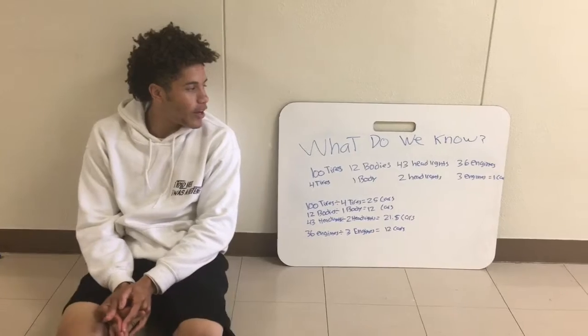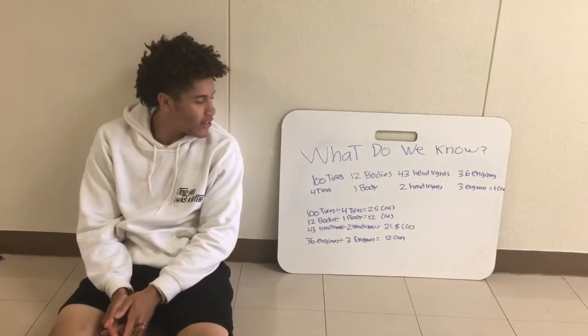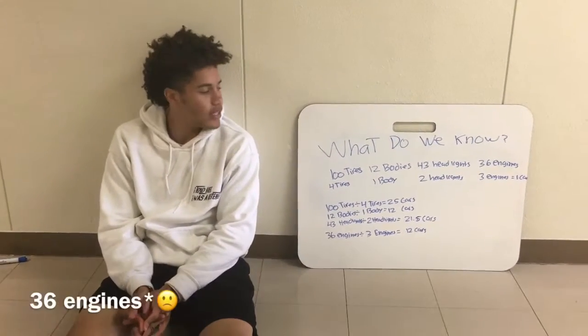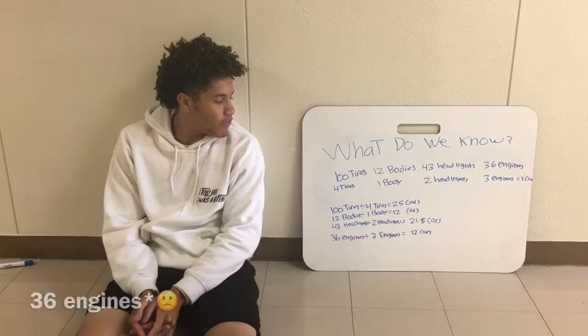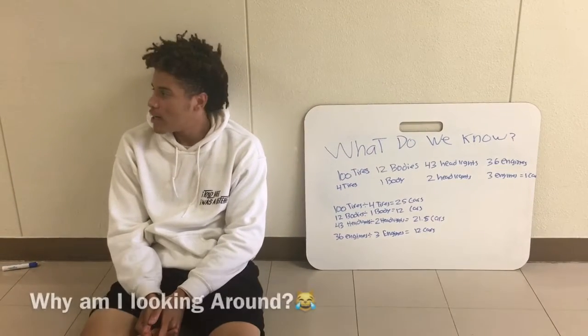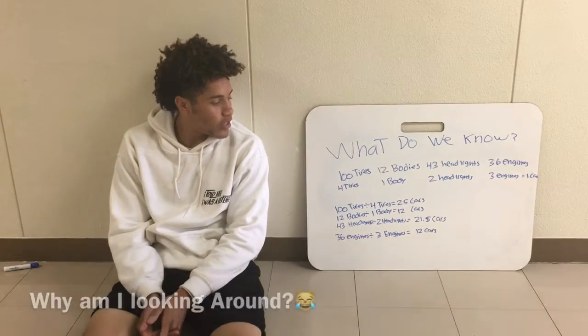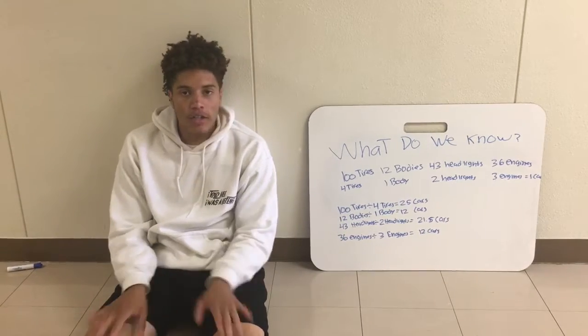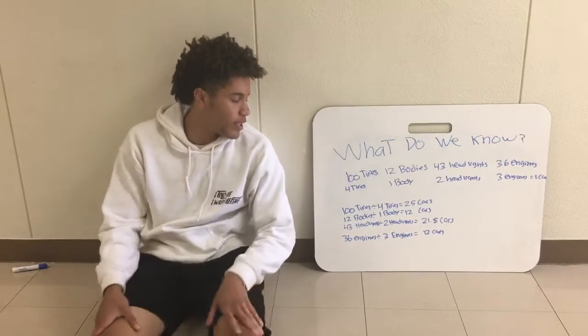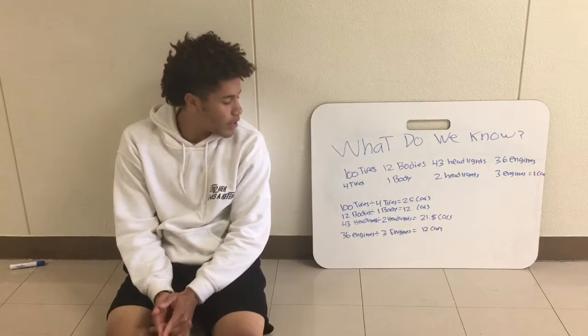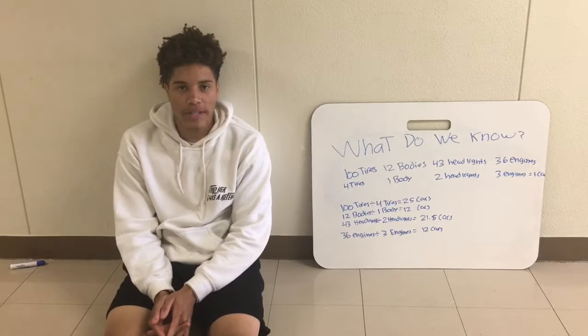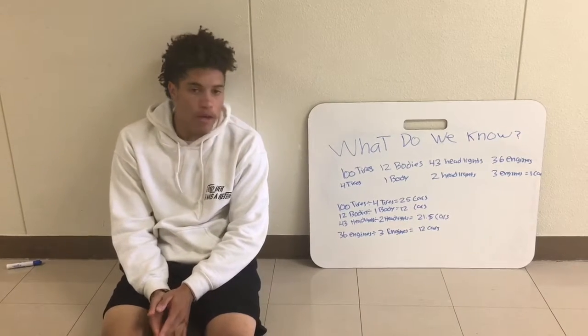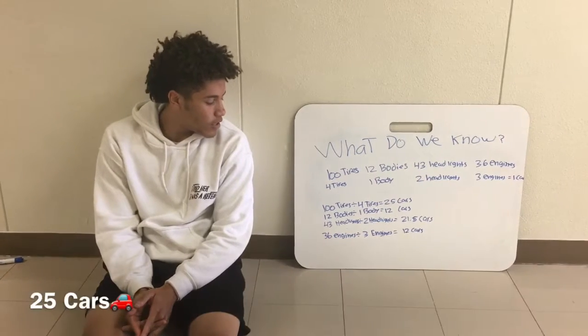So let's start off with what we know. We know that there's 100 tires, 12 bodies, 43 headlights, and 36 engines. And it takes 4 tires, 1 body, 2 headlights, and 3 engines to make 1 car. So the first step that you can start off with is that you take the 100 tires from the question, divided by the 4 tires that it needs to make 1 car, meaning you could possibly make 25 cars.